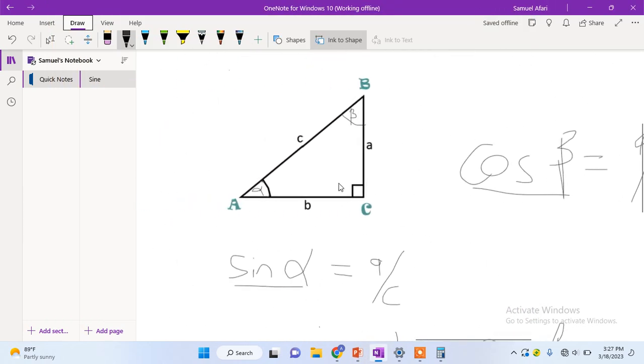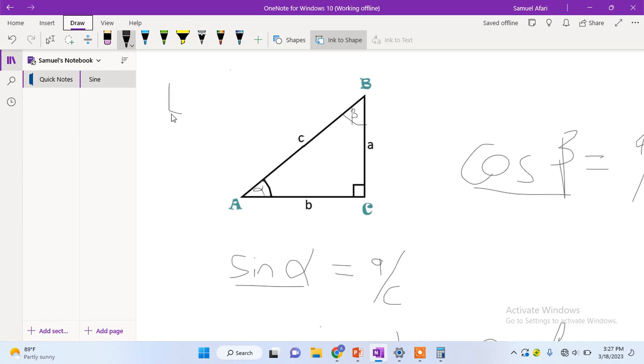So tan alpha, we know that tan alpha is opposite over adjacent. Is that not it? What's the opposite? A. Adjacent, B. So that's A over B. Is that not it? Now let's look at cot beta.